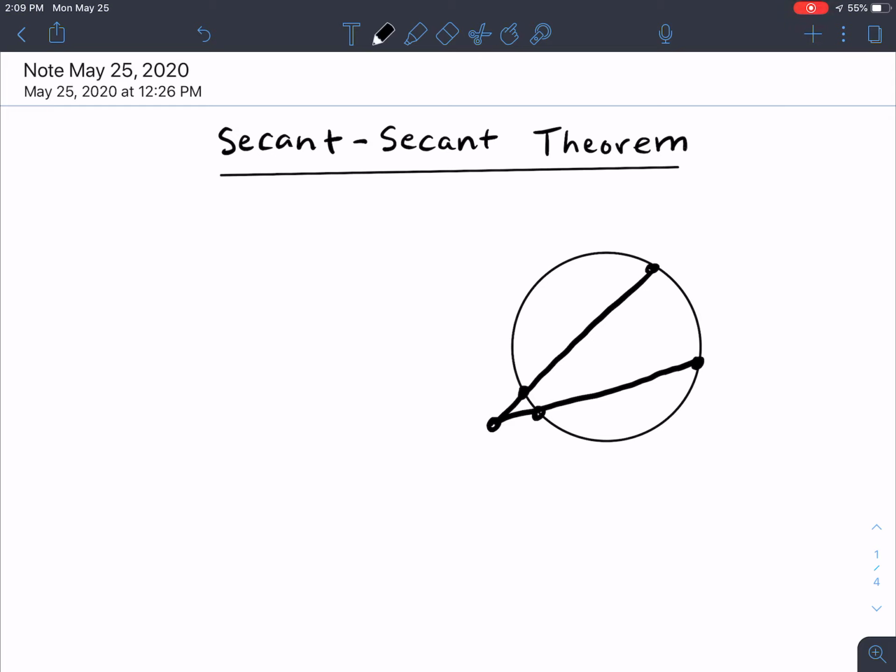So in the secant theorem, it says that part times whole is equal to part times whole. So it would be x times x plus y is equal to a times a plus b.